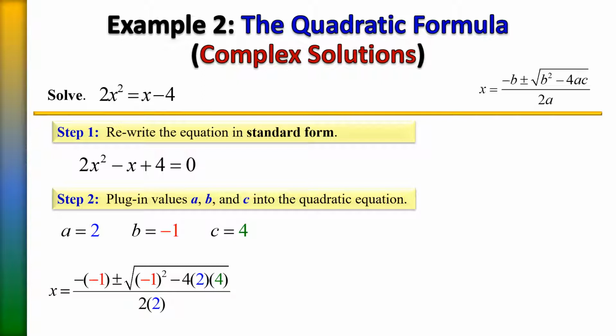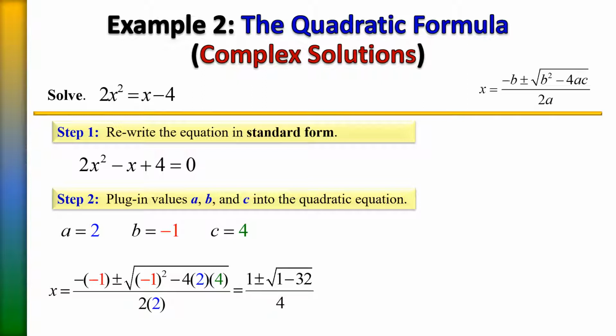Remember that a double negative equals a positive. Here we have -1 times -1, which is +1. Over here, we want to multiply these three numbers. 4 times 2 is 8, and 8 times 4 is 32. With a negative in front of it, that becomes -32 over 4.